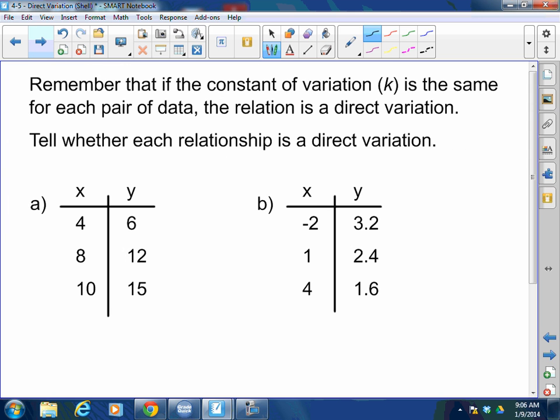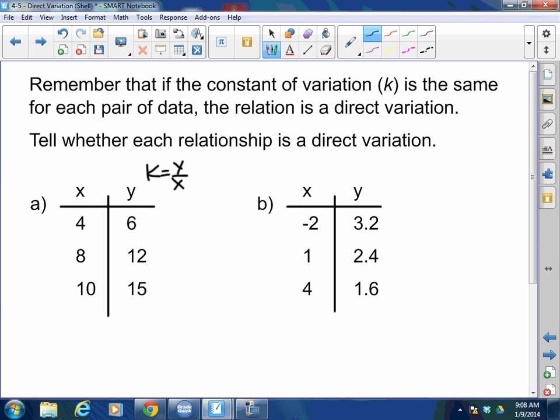Now, remember that if the constant of variation is the same for each pair of data, the relation is a direct variation. So tell whether each relationship is a direct variation. Remember, guys, k equals y over x.